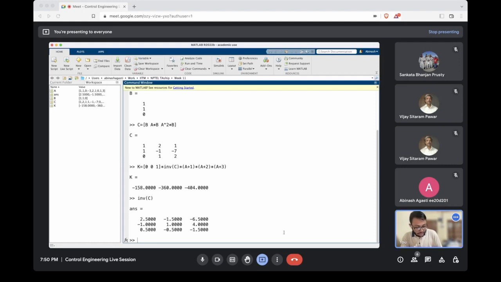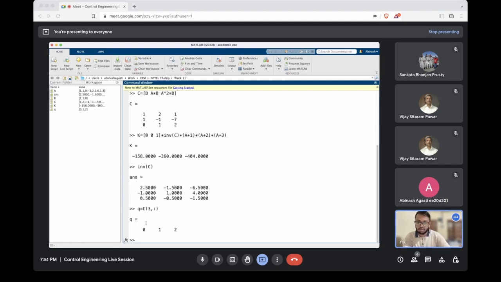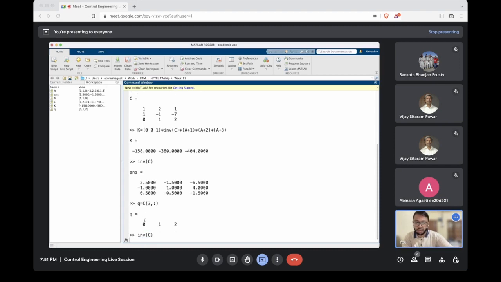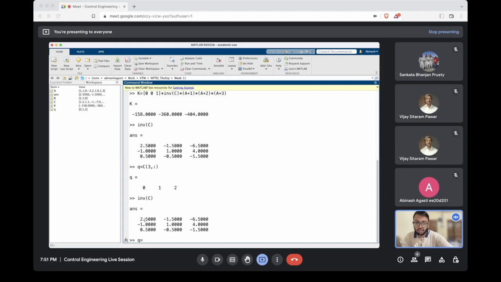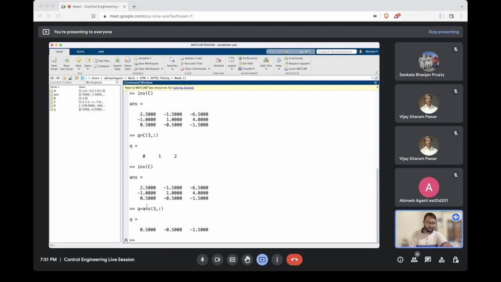Right? And this last row, that is the Q thing. Okay, 0, 0.5, minus 0.5, minus 1.5. So Q is C inverse's last row. Sorry. Q is the last row of this. Okay, 0, 0.5, minus 0.5 and minus 1.5.